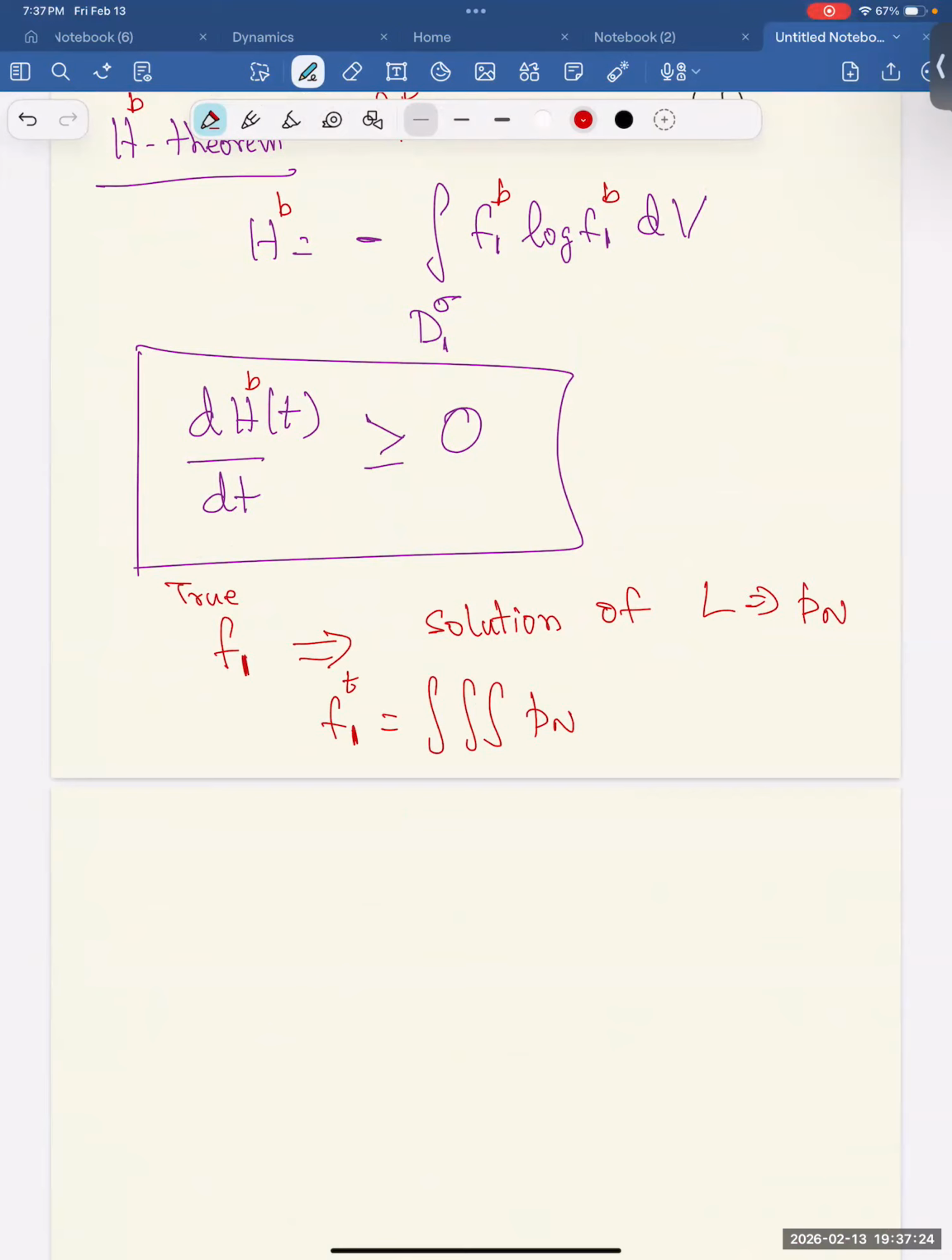F1L, okay? 2 dR2 all the way to dRn dVn.